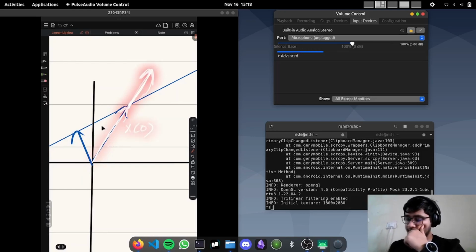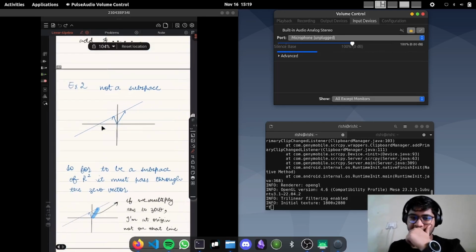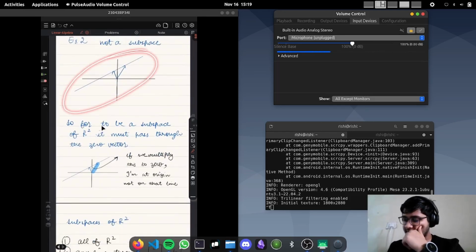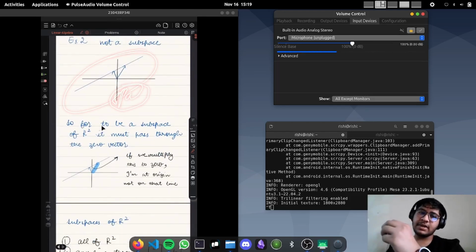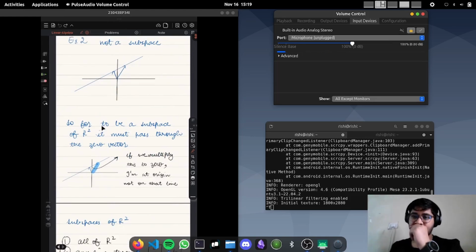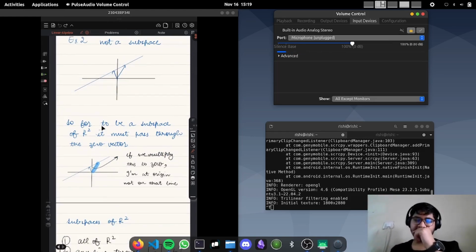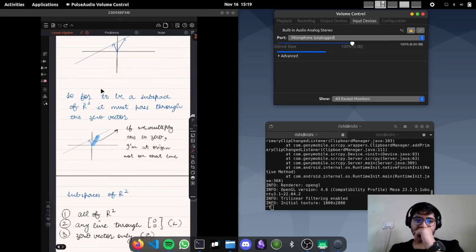Okay. Let's multiply this with 0. This vector lies on this line, but if you multiply it with 0, it lies here. So we get that this is not a subspace, not a closed space in itself which is part of the bigger space. We will obviously call a closed one a subspace. So for a closed space to be a subspace of R2, it must pass through the 0 vector.